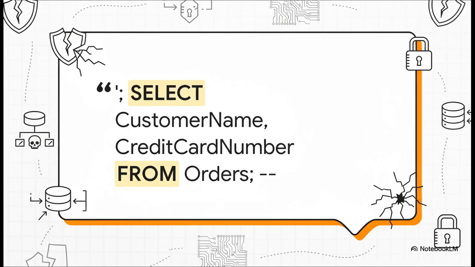Now, this might just look like a bunch of gibberish, but this is a classic, deadly SQL injection attack. An attacker types this into a search box on a website, and if it's vulnerable, it tricks the database into running a secret second command. In this case, hey, give me all the customer names and credit card numbers. It's incredibly effective and still works all the time.